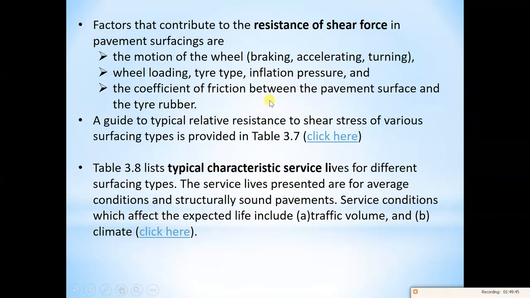The coefficient of friction between the pavement surface and tire rubber. So based on the road surface texture, if the texture is very rough, then actually there is more friction. Also, if your tire has a lot of treads, it causes more friction as well, or more shearing action.